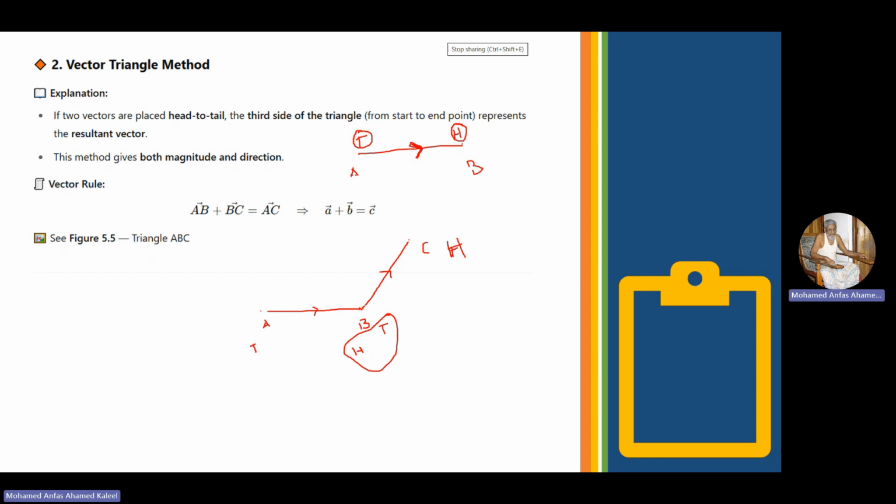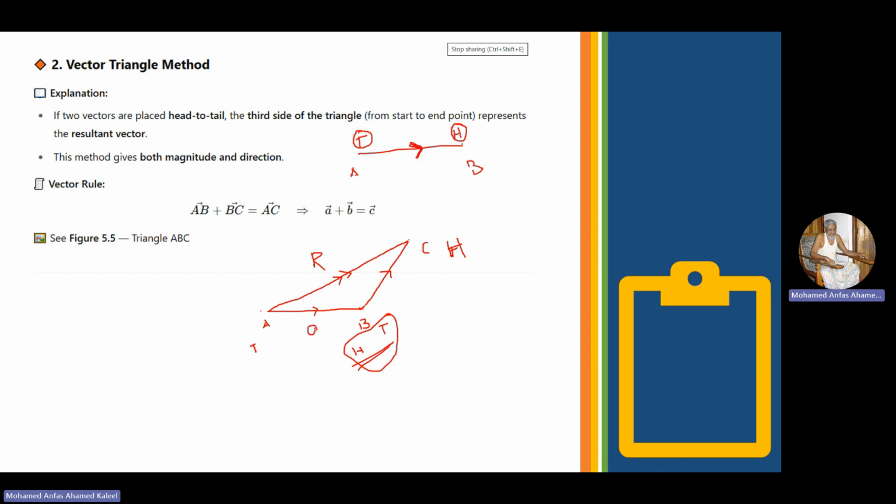AB vector's head is connected to BC vector's tail. That is the meaning of vectors placed head to tail. If we place two vectors head to tail, the third side of the triangle is the resultant vector of the AB vector and the BC vector.